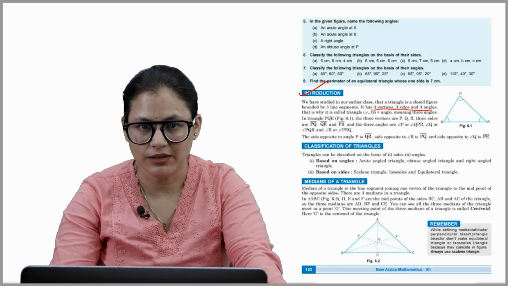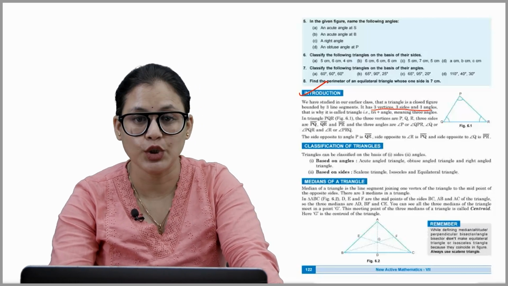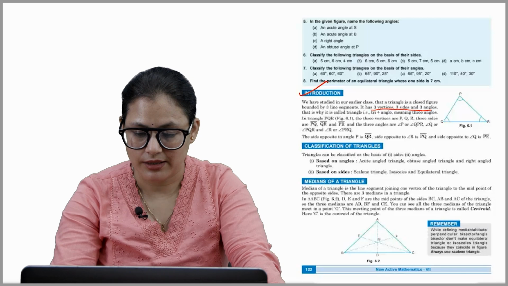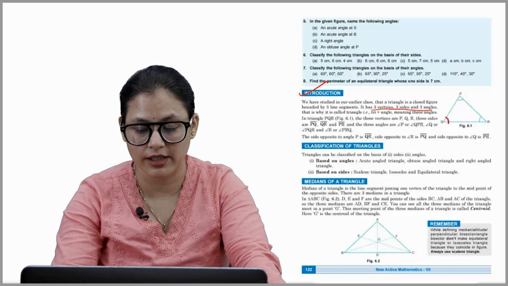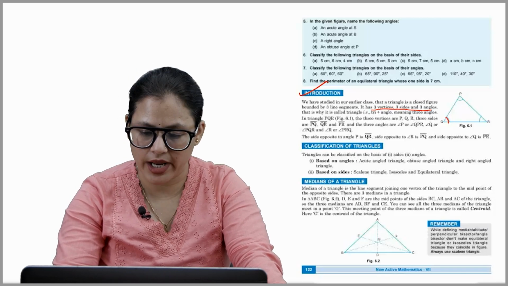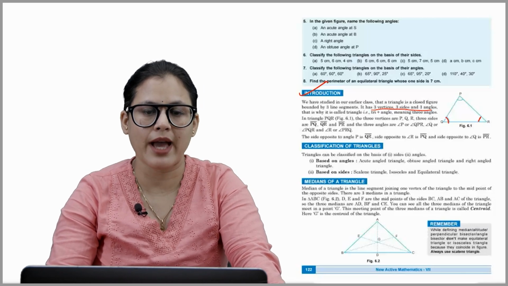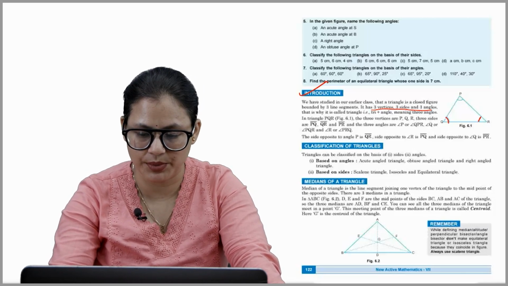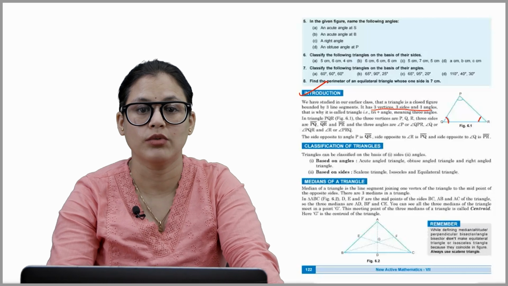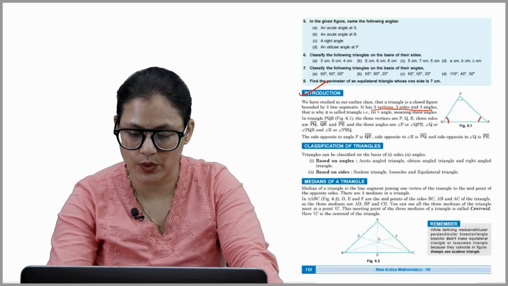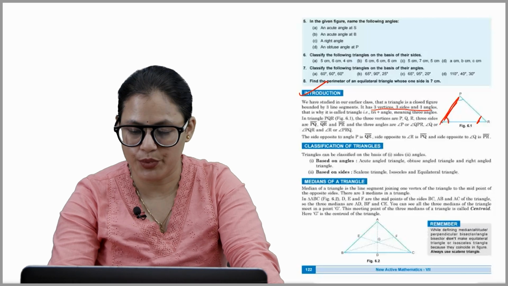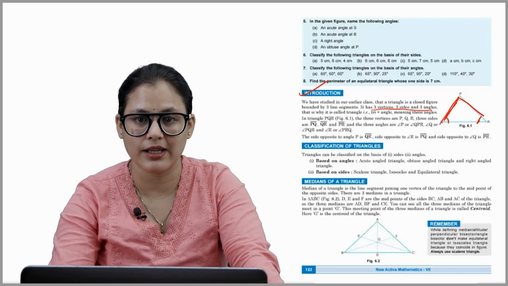angle P, or you can say angle QPR, then there is angle Q or angle PQR, or angle R, you can say angle PRQ. The side opposite to angle P is which one? QR. And side opposite to angle R is this side, that is PQ, and side opposite to angle Q is this side, that is PR.